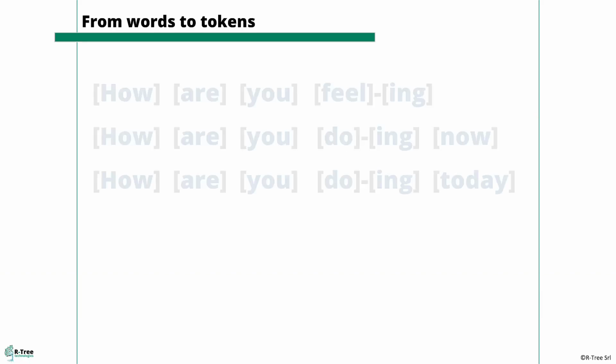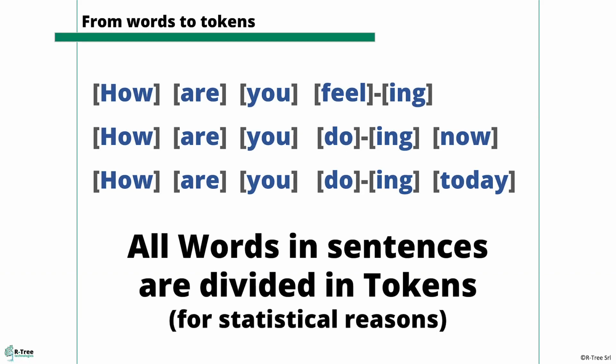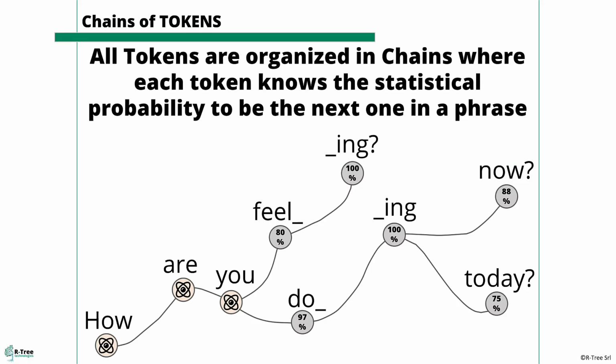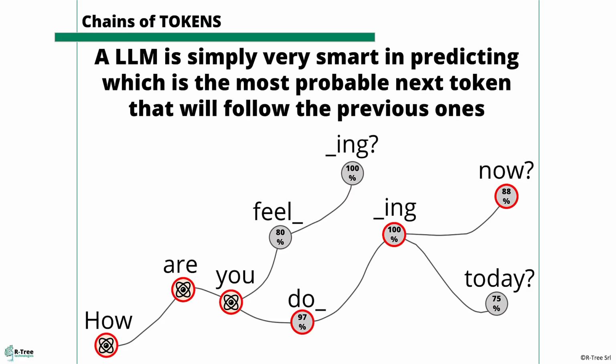In a LLM, sentences are divided into smaller parts called tokens. This is done for statistical reasons. All tokens are organized in chains where each token knows the statistical probability to be the next one in a phrase. And a LLM is simply very smart in predicting which is the most probable next token that will follow the previous ones.